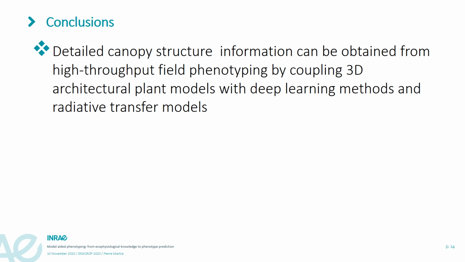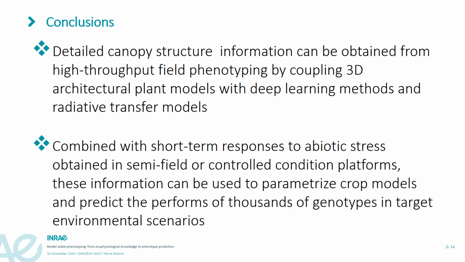So to conclude, detailed canopy structure information can be obtained from high-throughput field phenotyping by coupling 3D architectural plant models with deep learning methods and radiative transfer models. Combined with short-term responses to abiotic stress obtained in semi-field or controlled-condition platforms, this information can be used to parameterize crop models and predict the performance of thousands of genotypes in target environmental scenarios.